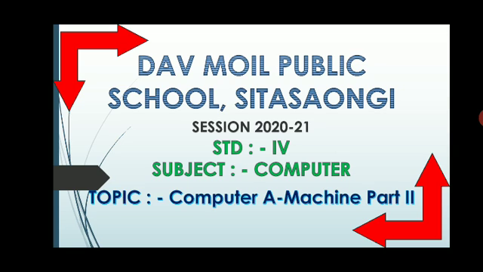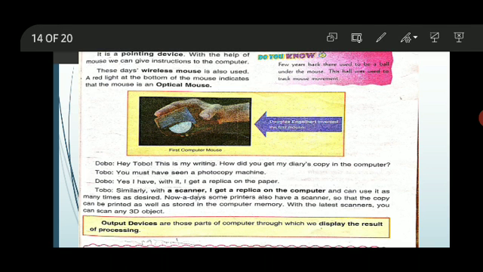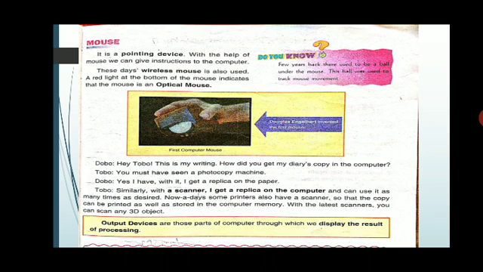In this section, we will discuss the mouse. A mouse is a pointing device. With the help of the mouse, we give instructions to the computer. These days, a wireless mouse is also used. A red light at the bottom of the mouse indicates that it is an optical mouse. But a few years back there used to be a ball under the mouse. This ball was used to track mouse movement.